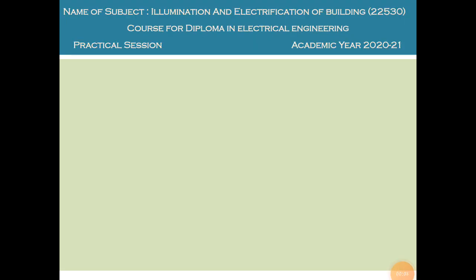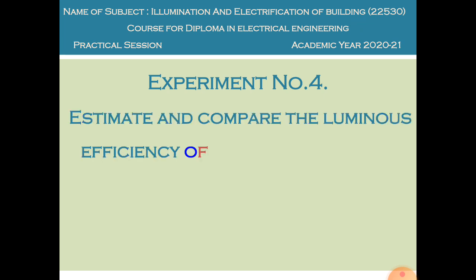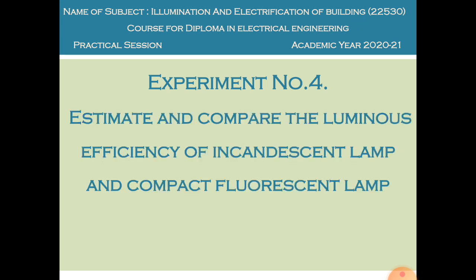Welcome you all to the Illumination and Electrification of Buildings practical. Today we are going to see experiment number 4, and its title is: estimate and compare the luminous efficiency of incandescent lamp and compact fluorescent lamp, that is CFL.